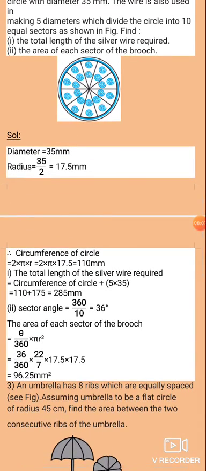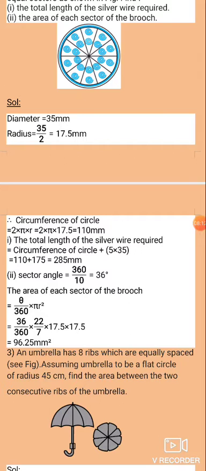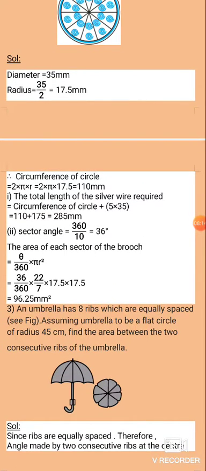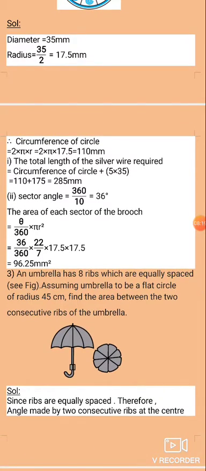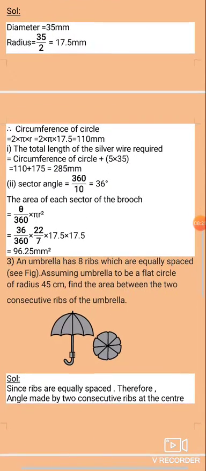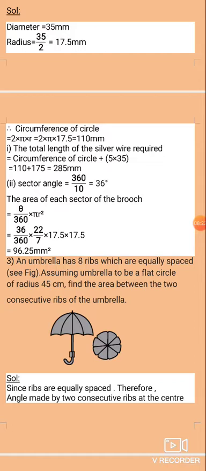Now the next one. An umbrella has 8 ribs which are equally spaced. Assuming umbrella to be a flat circle of radius 45 centimeter, find the area between the 2 consecutive ribs of the umbrella. So listen carefully. Suppose the umbrella to be a flat circle of radius what? 45. Radius is given, but the central angle is not given here. Sector angle is not given.